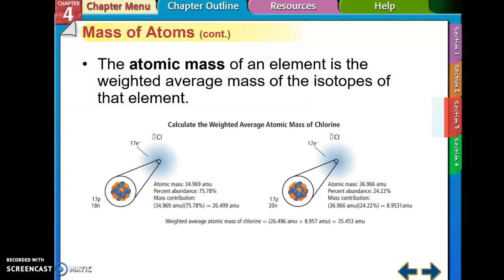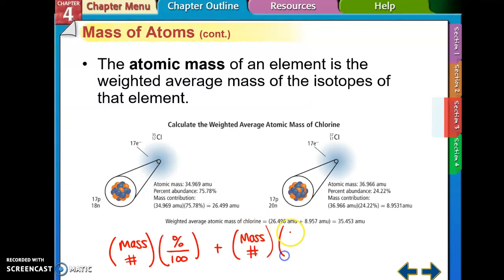So how I always calculate this is I always start with the mass number of A, and then I multiply that times the percent divided by 100. And then I would add that to my next mass number. And then I would multiply that times its percent abundance divided by 100. And so on, until you're done. And you're going to add all that up and figure out what is your average atomic mass.